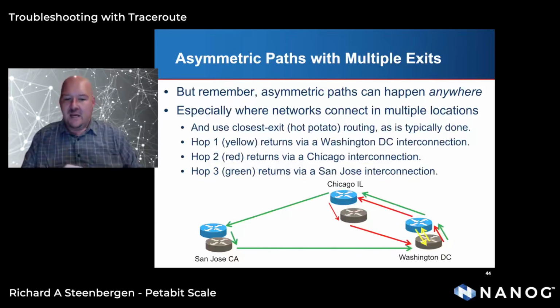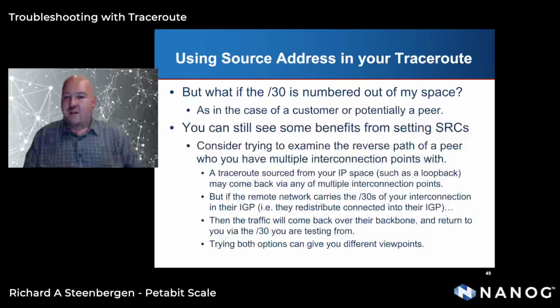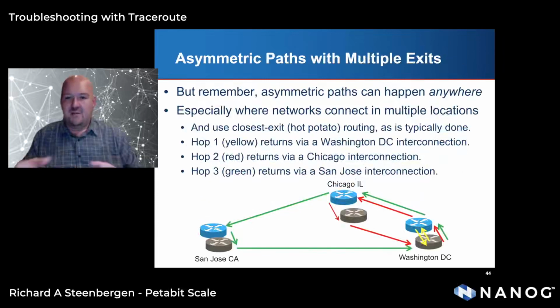Hop 2 goes all the way out to Chicago. So now when it sends it back, it doesn't come back via the same path that it went at all. It comes back via a hot potato to the network, and then back via its return path. And then hop 3, we see that it's changed again because it goes all the way out to San Jose. Now it comes back via the San Jose interconnection. So you typically see this whenever there's a multi-homed, multi-peer network. Most networks use what's called closest exit or hot potato routing. So you're going to see this kind of asymmetric path every time you cross those boundaries.